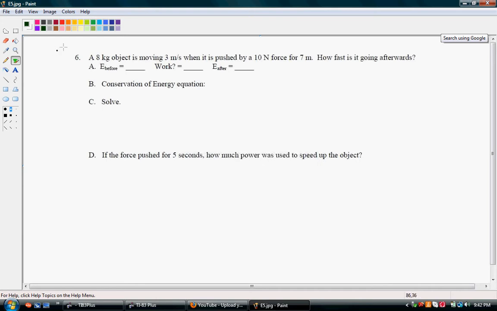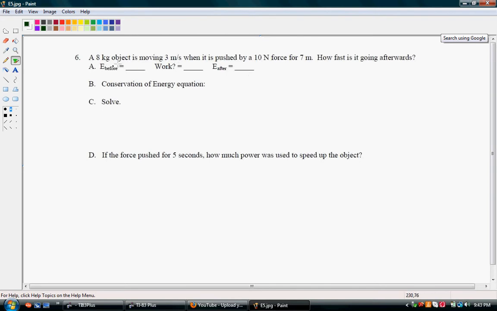Hey guys. Okay, so this is a problem similar to one of the problems on the second page, the back page of Energy 3. And what it wants us to do is figure out what kind of conservation of energy equation do we have going on. So what kind of energy is happening, what kind of work is being done, and what kind of energy do we end up with at the end.